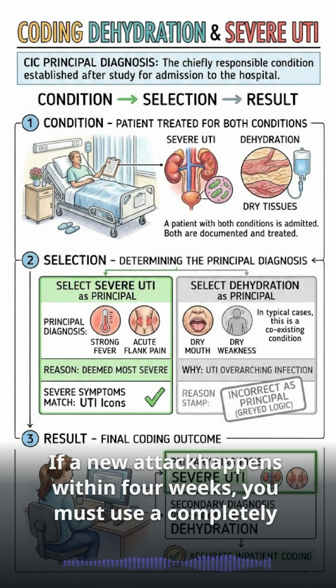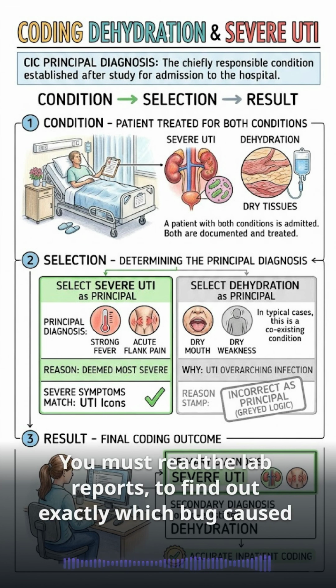Now let us talk about the lungs, because breathing problems send many people to hospitals. Pneumonia is a very common lung infection, which fills the tiny air sacs with fluid. You must read the lab reports to find out exactly which bug caused the pneumonia. Sometimes the doctor does not know, so we use a code for unspecified pneumonia then.